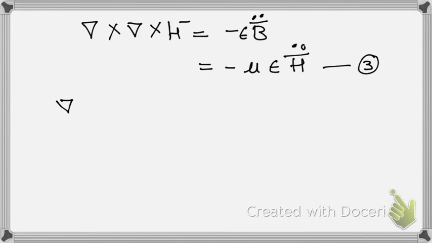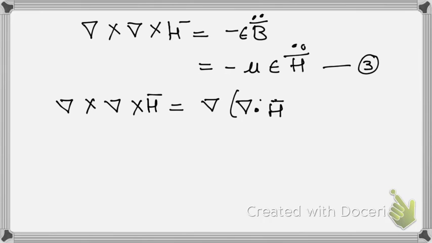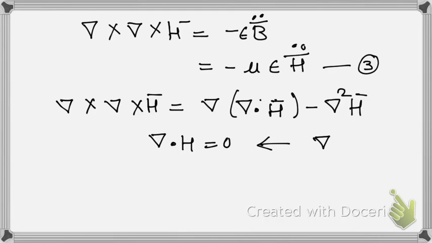Now as previously said, del cross H can be written as an identity, and it is equal to del dot H bar minus del square H bar, but this is 0, del dot H bar is equal to 0. Why? Because del dot B bar is equal to 0.